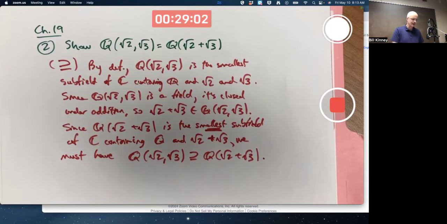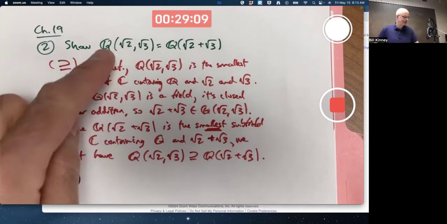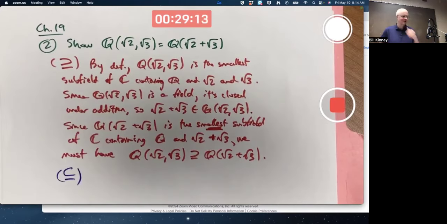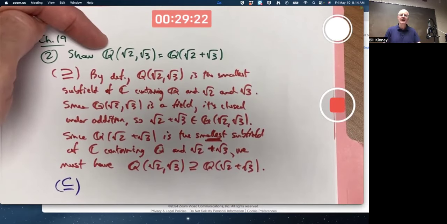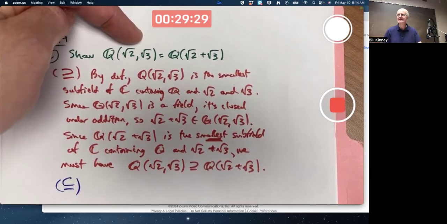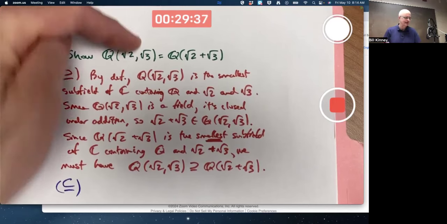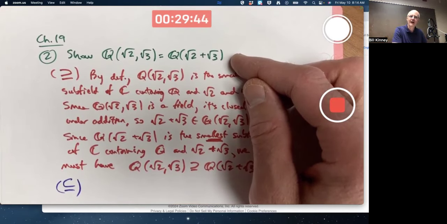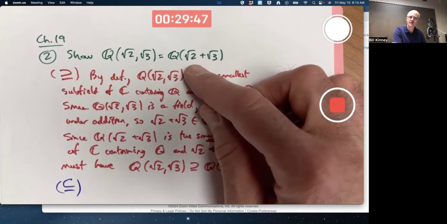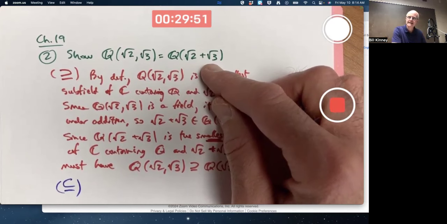Yikes. The other inclusion, the other direction, is harder. Show this is a subset of that. We are still going to use the definition of this thing as the smallest subfield of C containing all the rationals and containing square root of 2 and square root of 3. We're going to try to use that fact by showing that the thing on the right contains both square root of 2 and square root of 3. But how? Just because it contains square root of 2 plus square root of 3 is seemingly not enough to show it contains square root of 2 and square root of 3 individually.